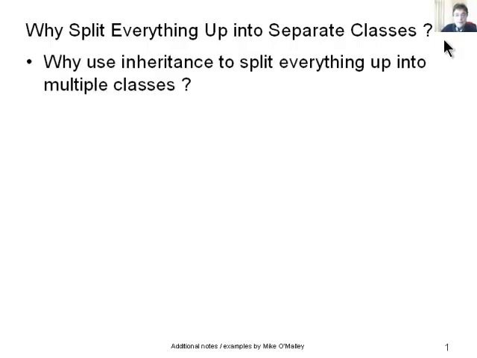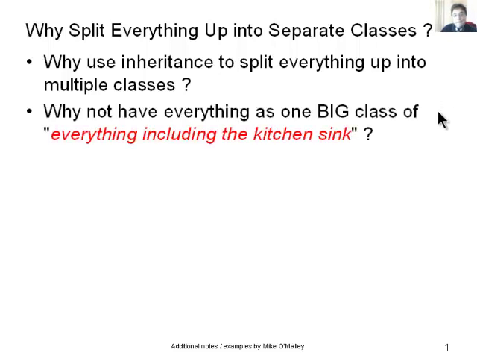So a common question students ask is, why split everything up into separate classes? Why use inheritance to split everything up into multiple classes? Why not have everything as one big class of everything including the kitchen sink? So why not pile everything into one class? There's a lot of very good reasons why we don't do that.